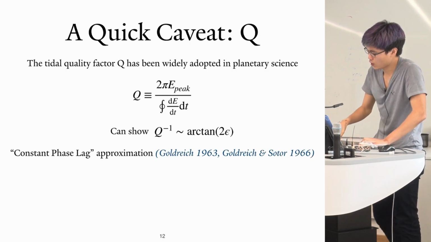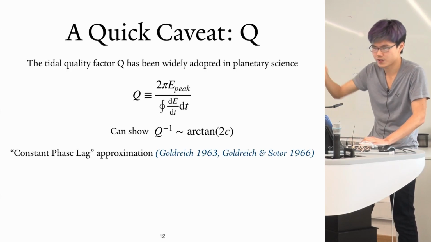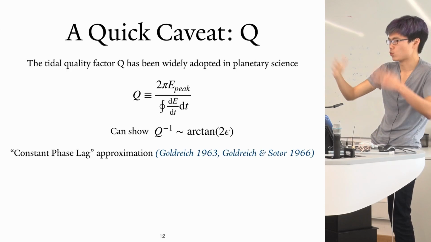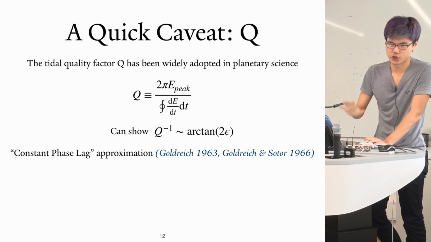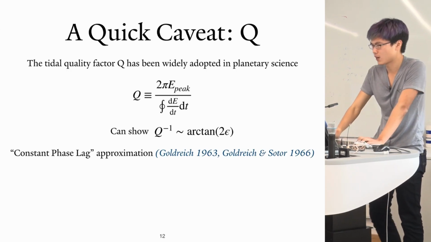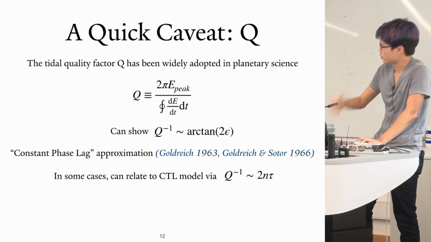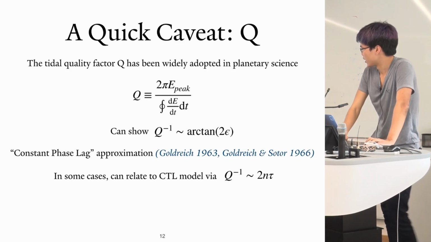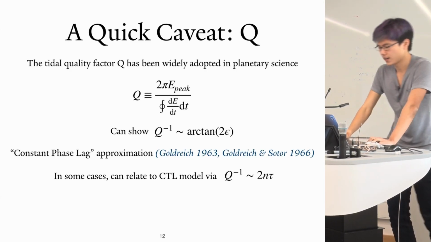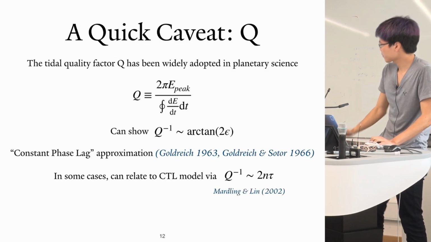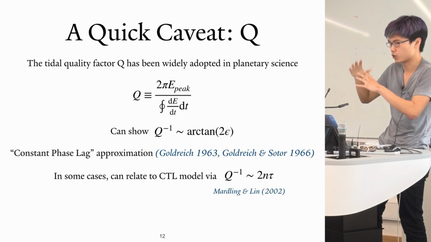Now, the constant time lag approximation is believed to be more physically correct, but the constant phase lag model, due to its simplicity, has been widely adopted by the exoplanet community. And most people have good intuition for values of Q. Fewer people have good intuition for values of tau. In some cases, you're able to relate these two quantities using this expression here. You're able to relate the tidal quality factor to the constant time lag. And in fact, this is the relation used in Mardling and Lin 2002. And if you make this assumption, the two frameworks are equivalent.